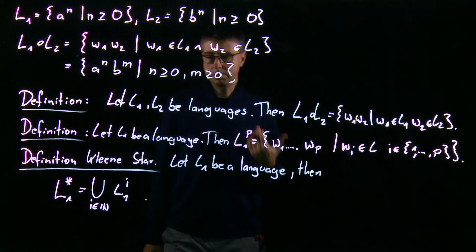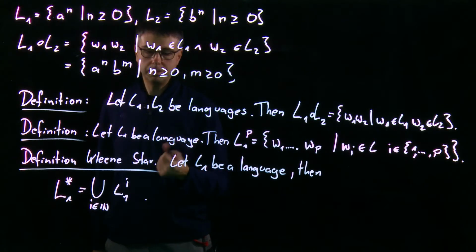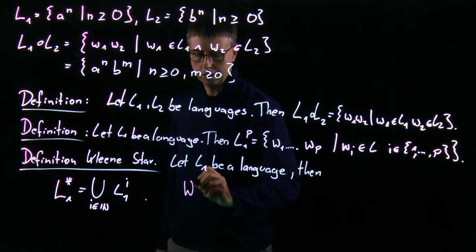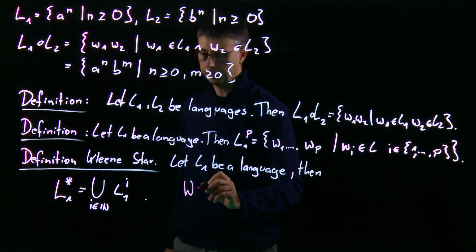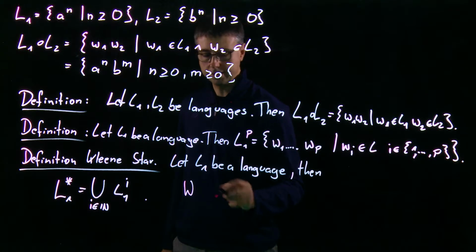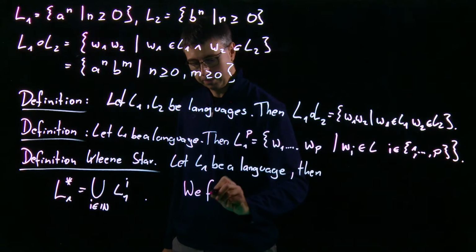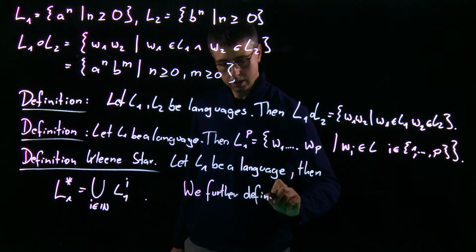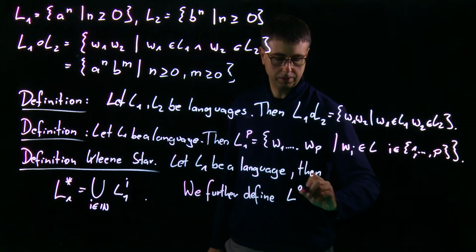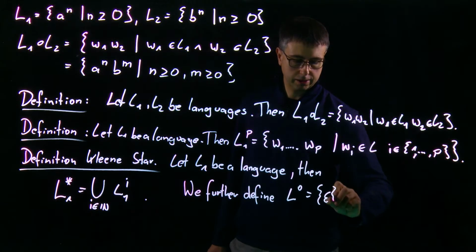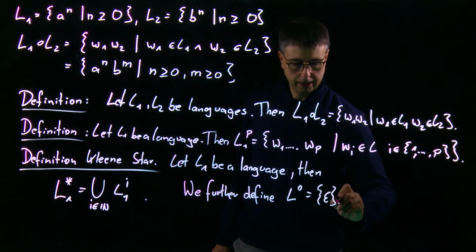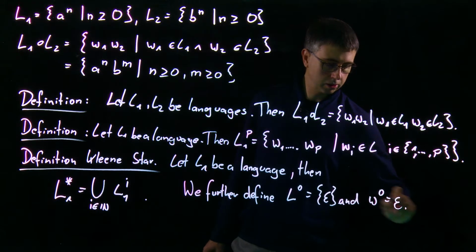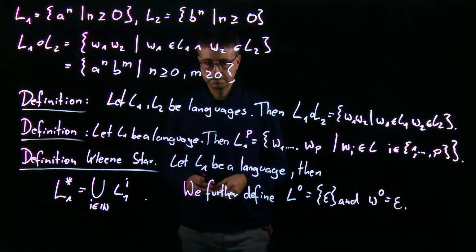And there's a special definition. What does it mean if we take a language or word to the power of 0? We define it to be the language that just contains the empty word. We further define L to the power of 0 to be the set that just contains the empty word, and for a word, W to the power of 0 to be epsilon, the empty word as well.